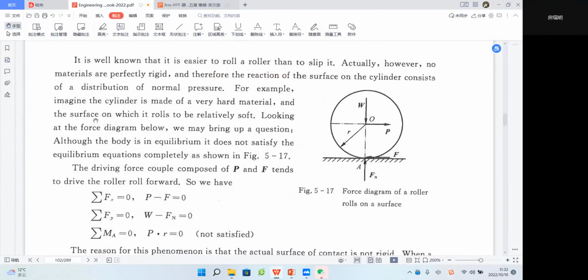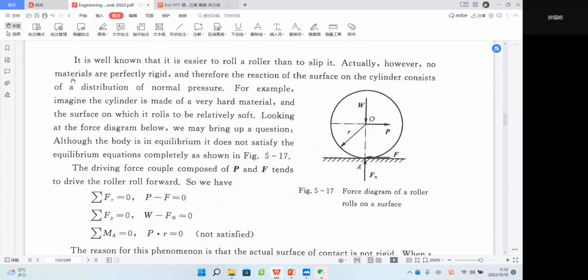Let's look at this paragraph. It tells us, it is well known that it is easier to roll a roller than to slip it. That's a very important life experience of mankind, right? We know how to move very heavy things: just put some rollers under the bottom. Then it's quite easy to move that heavy thing, right? It is easier to roll a roller than to slip it.